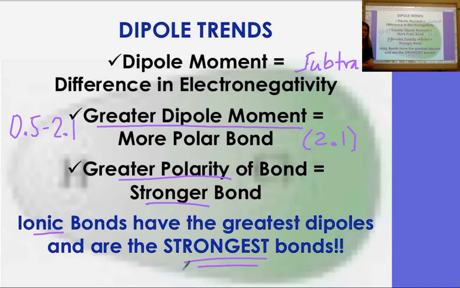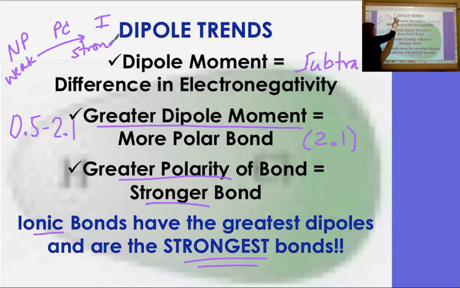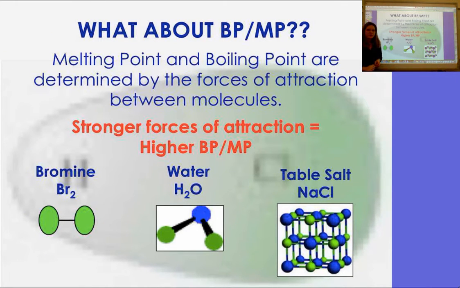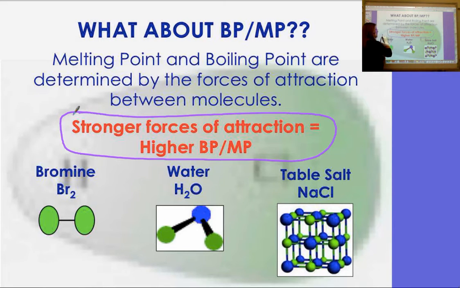So on our scale that went nonpolar, polar covalent, and ionic, that's weak to strong in order. The higher the number, when you subtract the two and get your dipole moment, the higher the number, the stronger the bond. What does that mean for melting and boiling point? Well, the stronger the force of attraction, the higher the dipole moment, the higher that number is that you subtract.